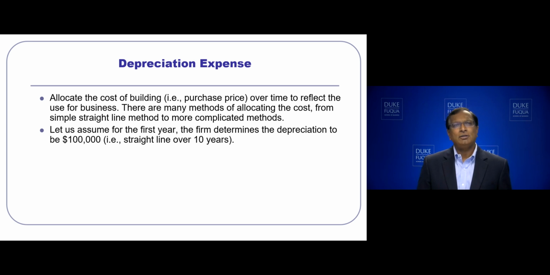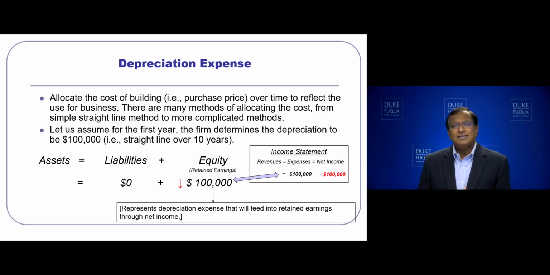So for the sake of argument, let's assume that for the first year, the firm determines the depreciation to be $100,000, that is straight line over 10 years. Now, what will be the effect on the balance sheet equation? Notice that this is a cost allocation, and hence there will be a reduction on the equity side of the balance sheet because it's an expense, and we call it the depreciation expense that will feed into income and through that to retained earnings. So there is a reduction in net income as a result of this expense.